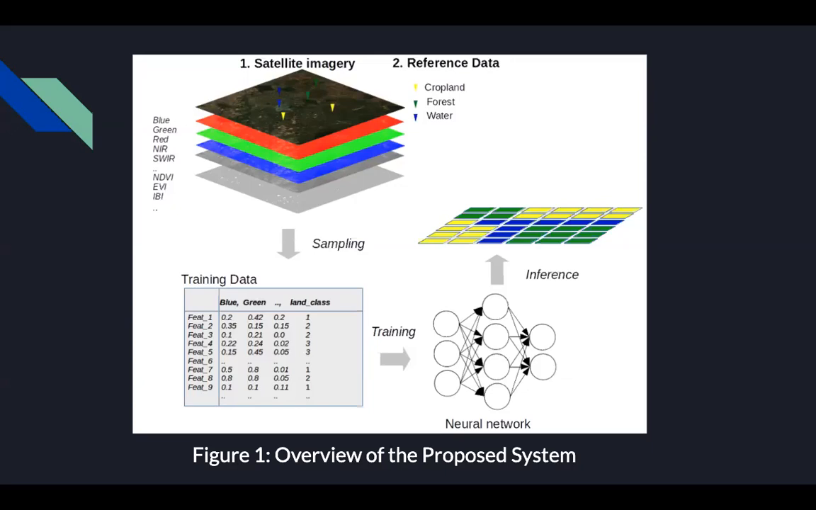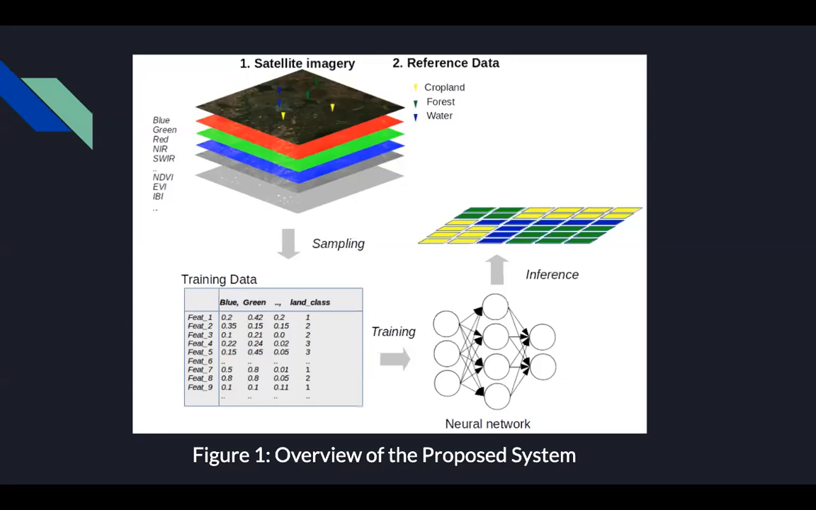Today we would like to present how to perform land cover mapping using TensorFlow in Google Earth Engine. This is the overview of our proposed system, and I want to explain how this system is created. For the first step, we use satellite images. Mostly we use Landsat 5, Landsat 7, and Landsat 8, and sometimes we use Sentinel-2 images.